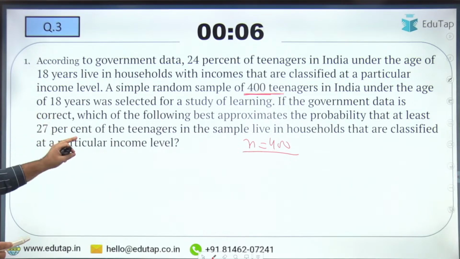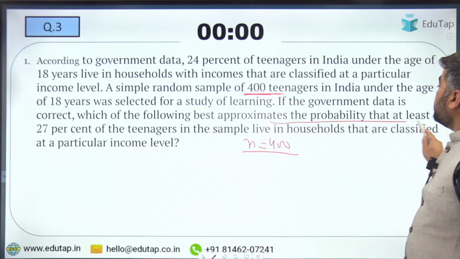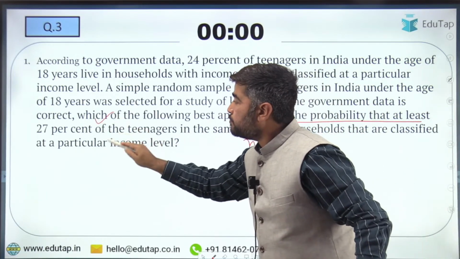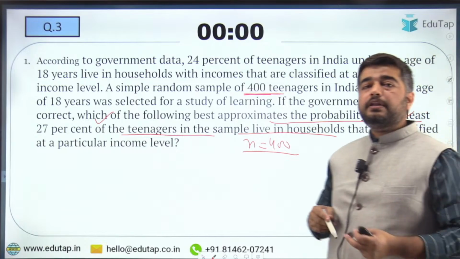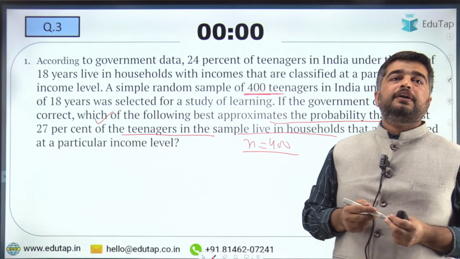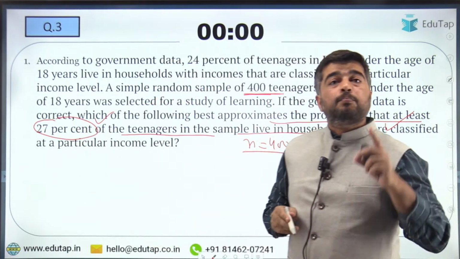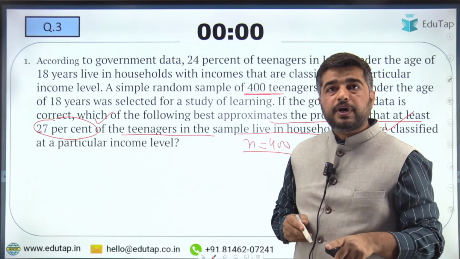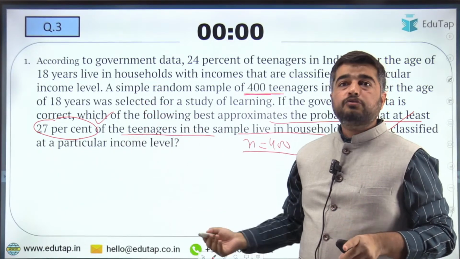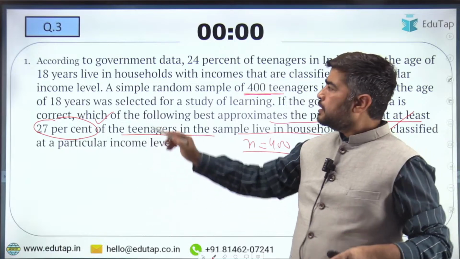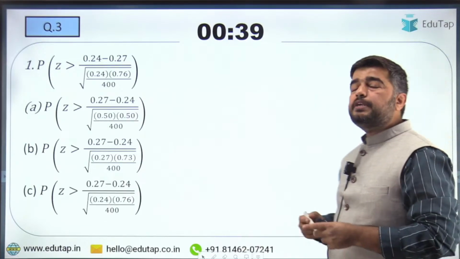If the government data is correct, which of the following best approximates the probability that at least 27% of the teenagers in the sample live in households that are classified at a particular income level? Whenever your data is given in percentages, that is, the proportion of your population living in households with some kind of income, and the criteria is not given, for such questions you have to find out your probability distribution.